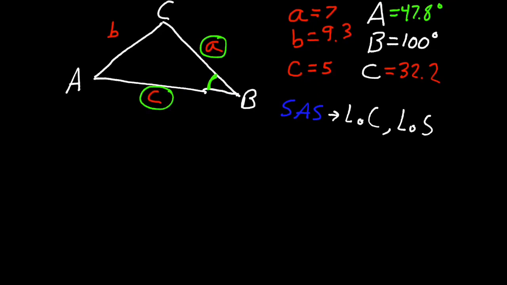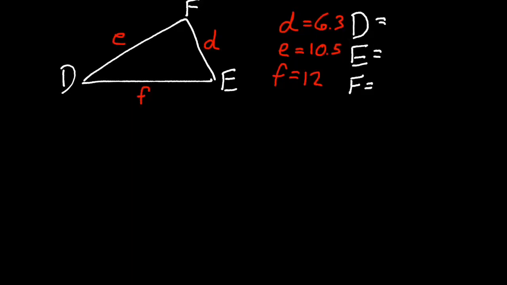Now we're going to do an example of side, side, side, where we know all of the column over here and none of the column over there. Alright, here's our second and final example for this video. I have triangle DEF over here. I changed the letters this time because you need to be able to create your formula for the law of cosines with whatever triangle is given to you. It's not always going to be ABC.